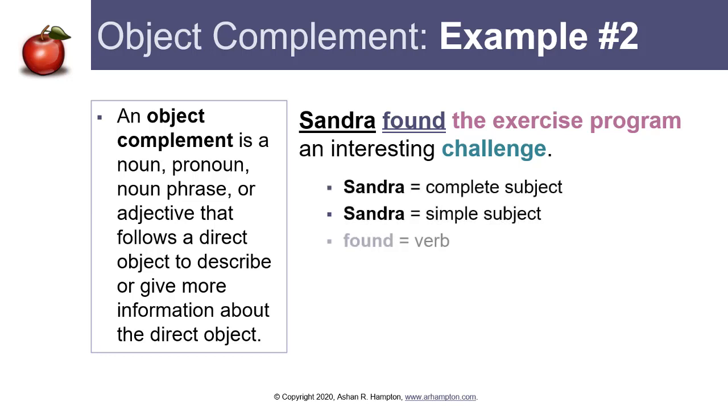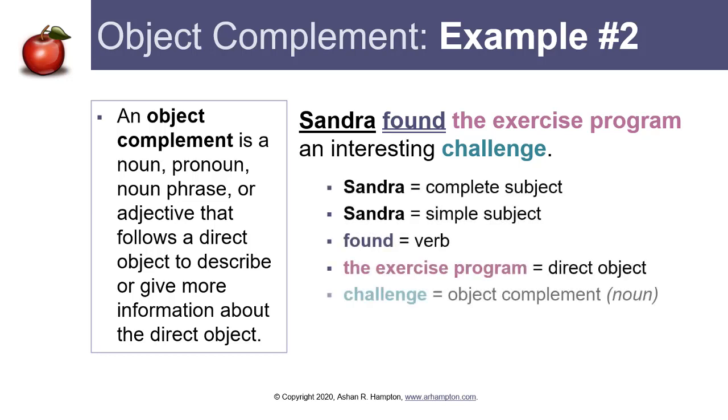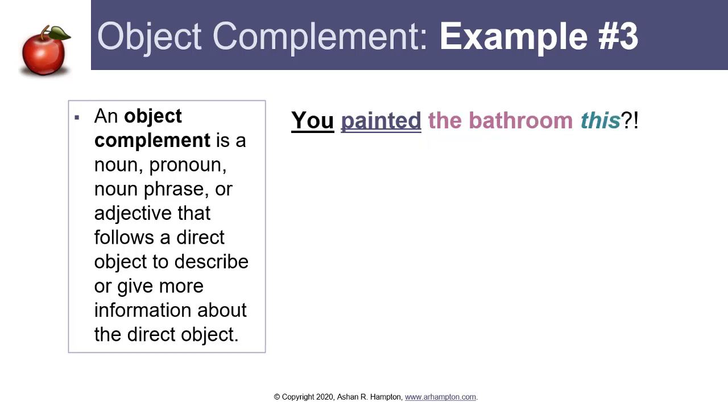Sandra is the complete subject, the only subject, so it's also the simple subject. The verb is found. The exercise program is the direct object, and challenge is the object complement, which is a noun that describes the exercise program, which is the direct object. Whenever you need to, pause the video and take a look at the examples. Example number 3. You painted the bathroom this.